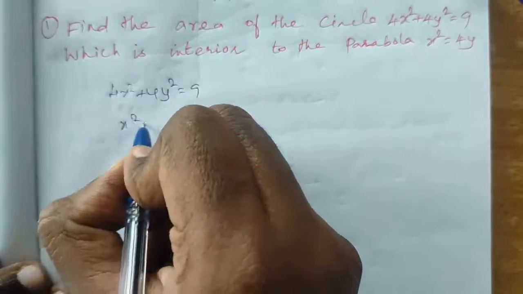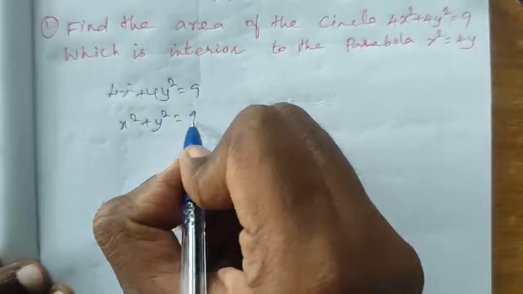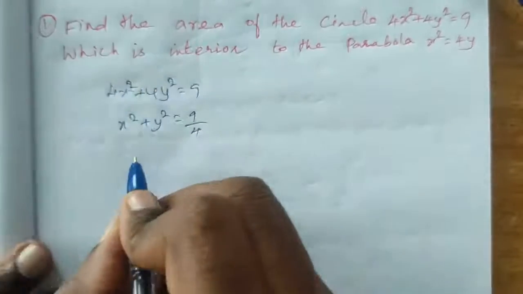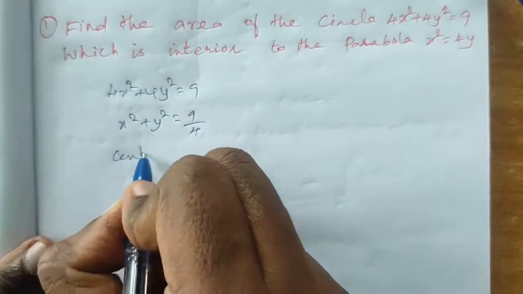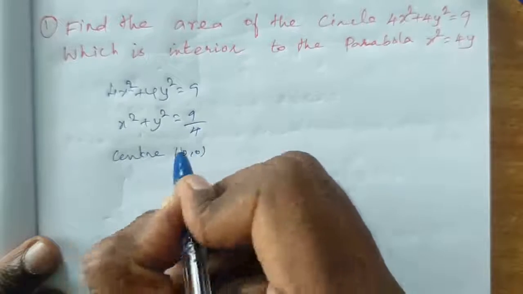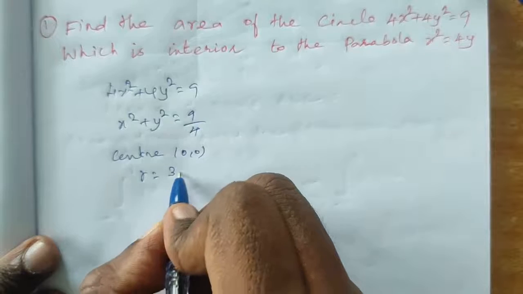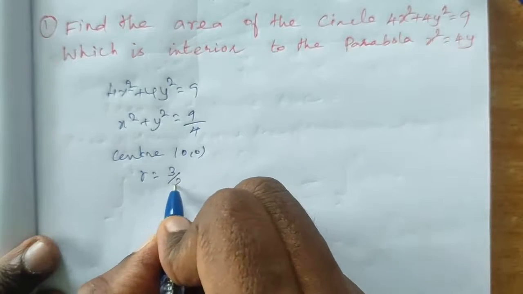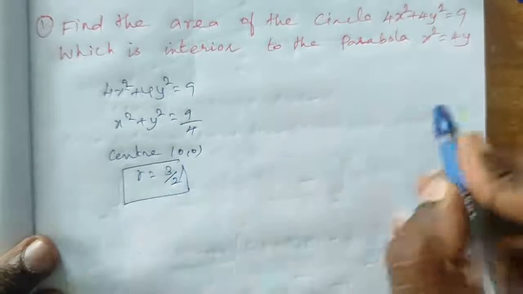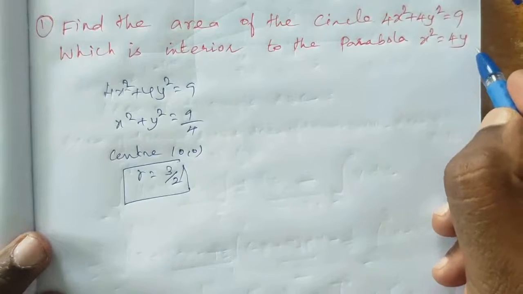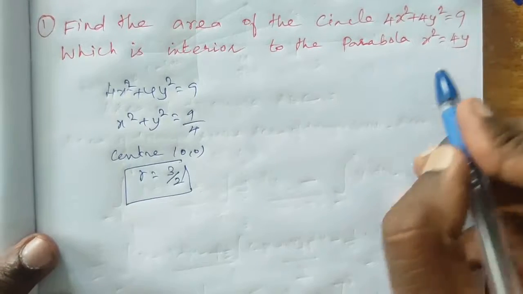So x square plus y square is equal to 9 by 4. So center is origin and radius is 3 by 2. A square is 9 by 4, so a is 3 by 2, that is, radius is 3 by 2. Now x square is equal to 4y, parabola opens upward, origin is the vertex.